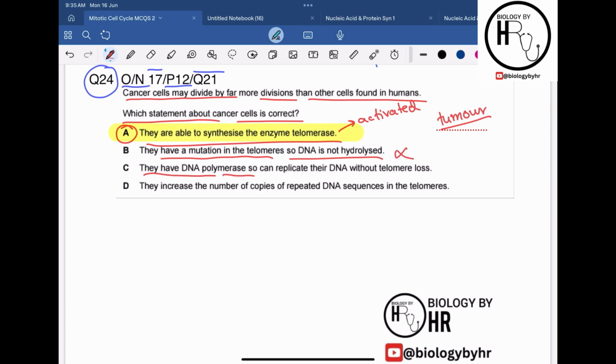They have DNA polymerase who can replicate their DNA without the telomere loss. No, DNA polymerase जो होता है, it does not replicate the whole DNA. ठीक है, it does not replicate the whole DNA, तो DNA loss तो ज़रूर होगा, right? So this is also incorrect. They increase the number of copies of the repeated DNA sequences in the telomeres. No, increase नहीं करते, it remains the same, right? मतलब कि वो shorten नहीं होते, telomeres जो होते हैं वहाँ पे. So I hope that this MCQ is clear to all of you. The correct answer is option A.